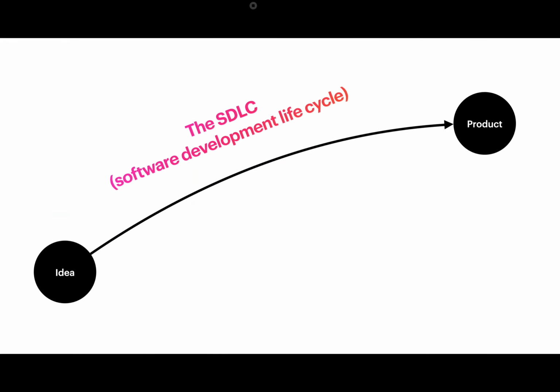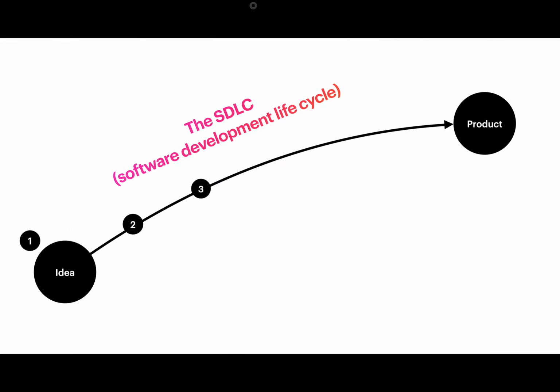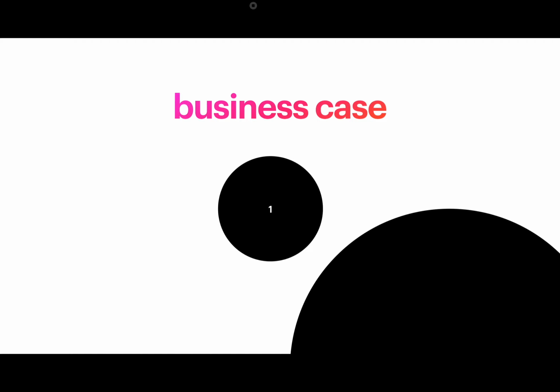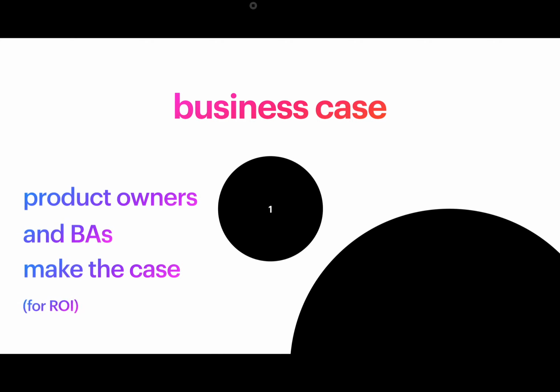The software development lifecycle is made up of 7 phases. Let's go through them. Phase 1 is the business case. Here, product owners and business analysts work together to make a case for building a product. Cases are normally judged on their return on investment, or ROI. If there's a high return on investment, it's a strong case. A low return on investment, and it's unlikely to get built.